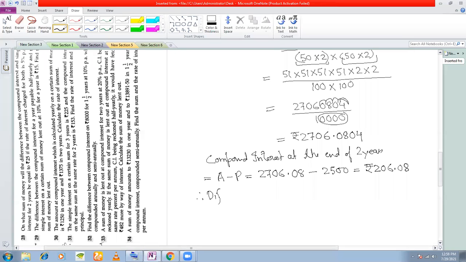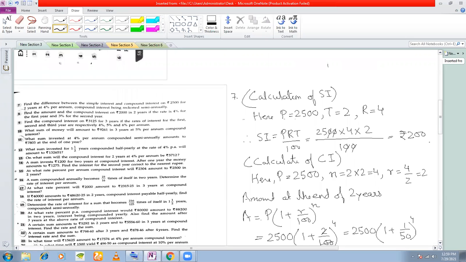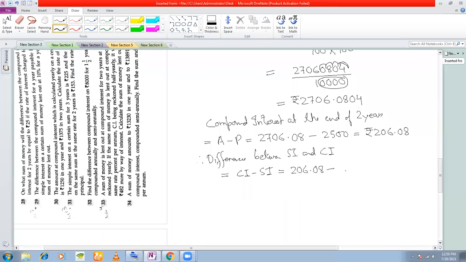So what is the difference in the simple interest and compound interest? Therefore, difference between SI and CI is equal to CI minus SI, because compound interest is always greater. You are clever than your friend because you invested in compound interest. So you got 206.08, whereas your friend got only 200 rupees. So you get how much more than your friend? 6 rupees 8 paisa more than your friend. Is this clear?